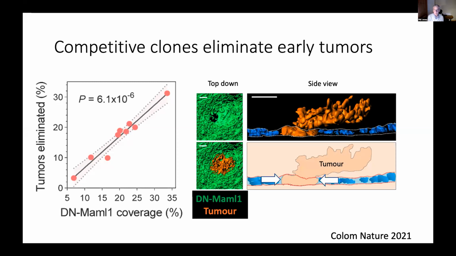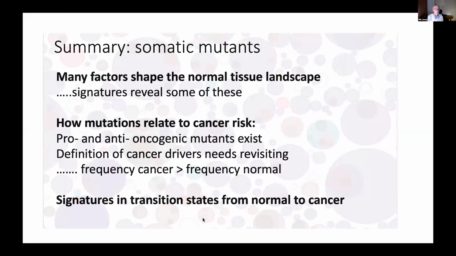So very briefly in summary, because I know I took too much time at the start, many factors shape normal tissue landscapes, and signatures give us a window to reveal some of these. How mutations relate to cancer risk, it's very clear there are both pro and anti-oncogenic mutations. I think we need to revise our definition of cancer drivers, frequency in cancer over frequency in normal. Really important. And the thing that we don't have and we really need is to identify clones in those transition states between normal and cancer.